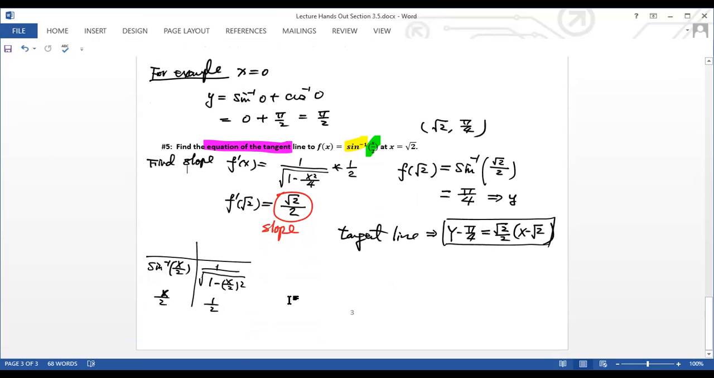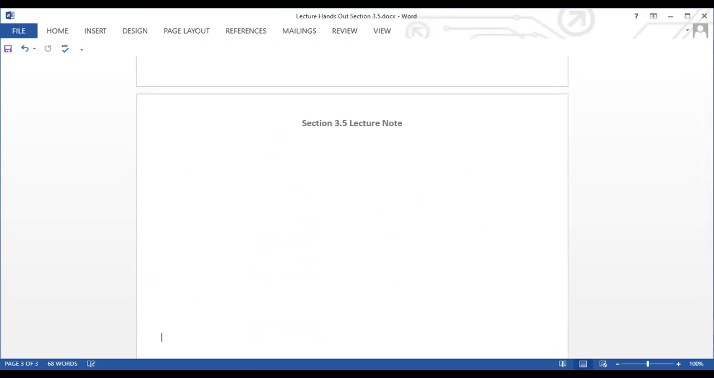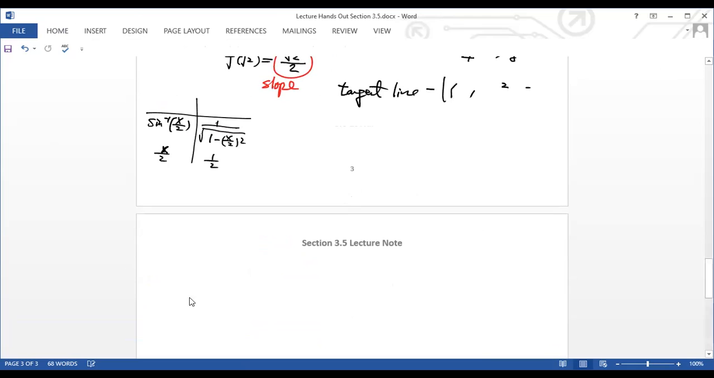And let me see if I can get to the next page here. Okay, so let's see here. All right, so I've got the next page here, right?